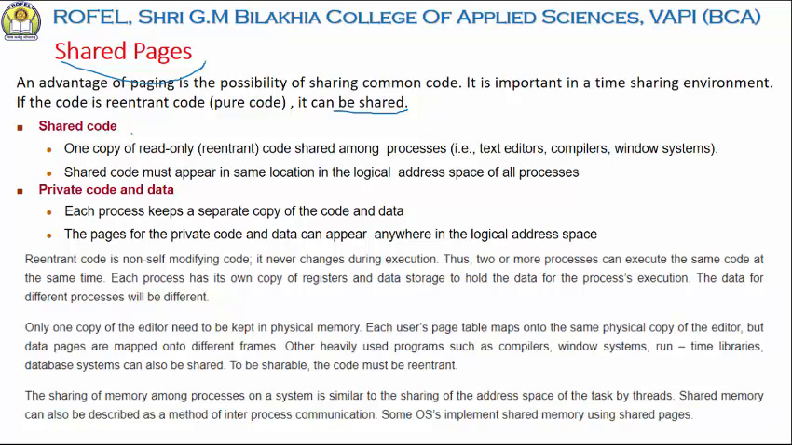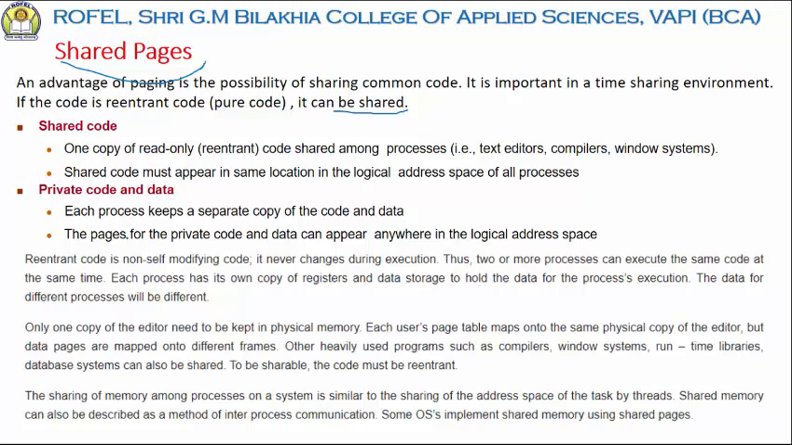So what is shared code? Shared code contains one copy of read-only code that is shared among the different processes. For example, a text editor can be shared, a compiler can be shared, the Windows system can be shared. That all shares some code among some processes. Then shared code must appear in the same location in the logical address space of all processes. The sharing code will be in the same location in the logical address space.